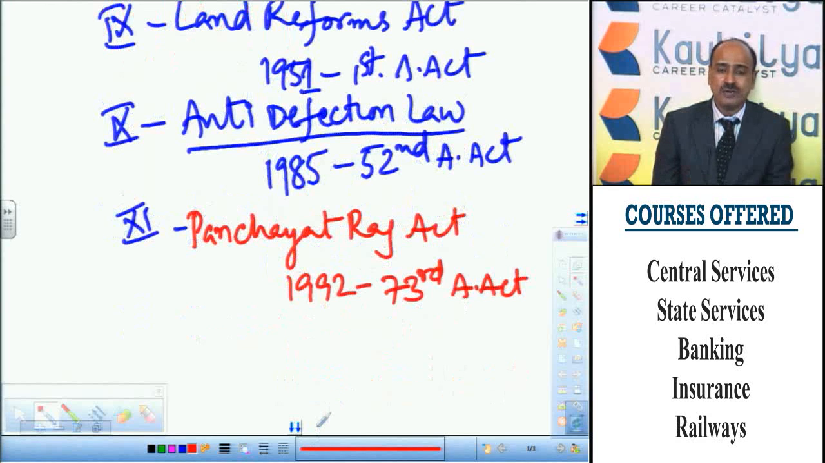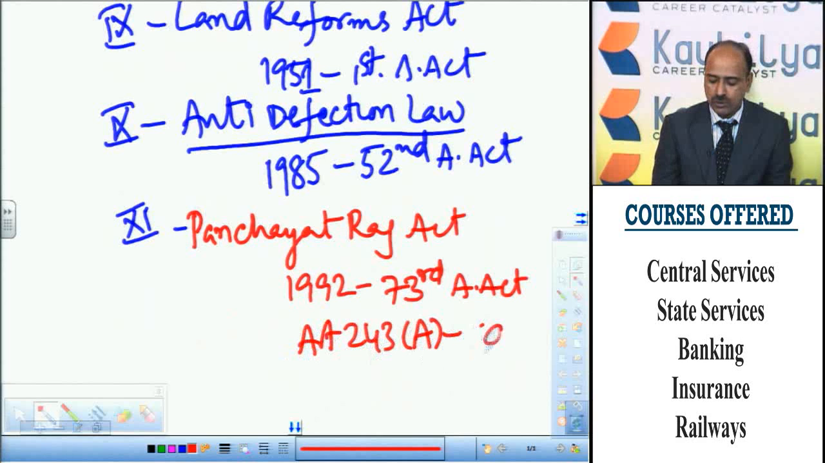We want to identify Panchayat Raj principles under Article 243 A to O, we go to the 11th Schedule. The 11th Schedule gives information of Article 243 A to O. A total of 15 clauses are mentioned in our Constitution for Panchayat Raj purposes.